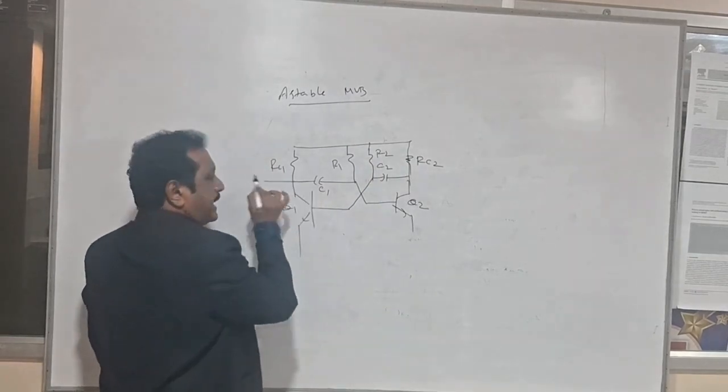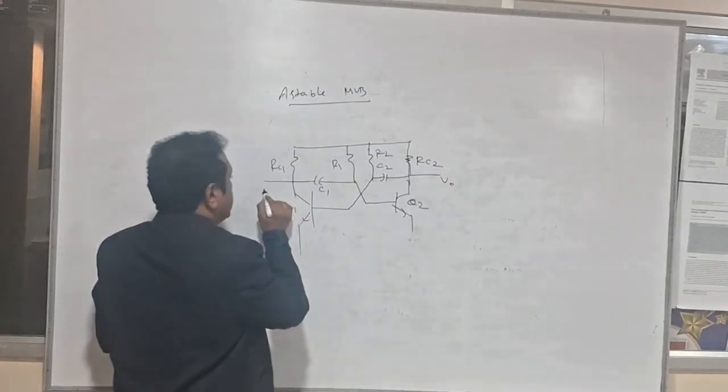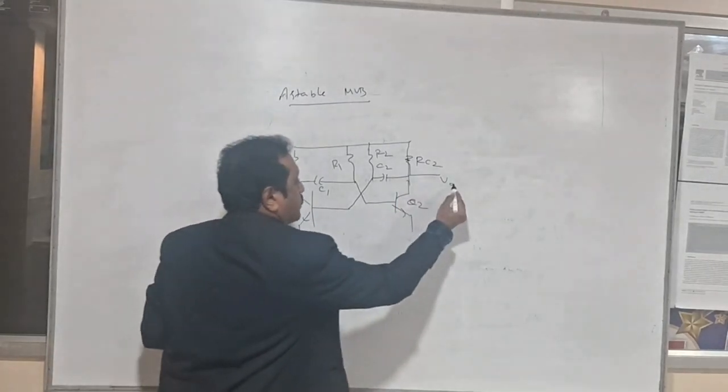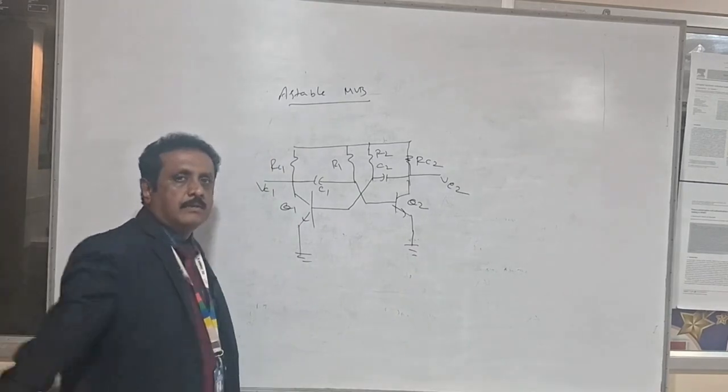The output will be taken from the collector of both transistors. Any of the transistors we can take. This is VC1 you can take, and this one is VC2. Here the emitter is grounded.